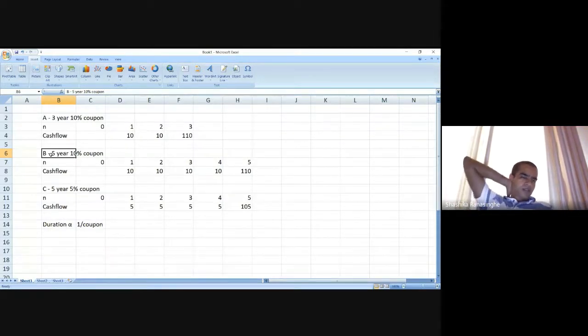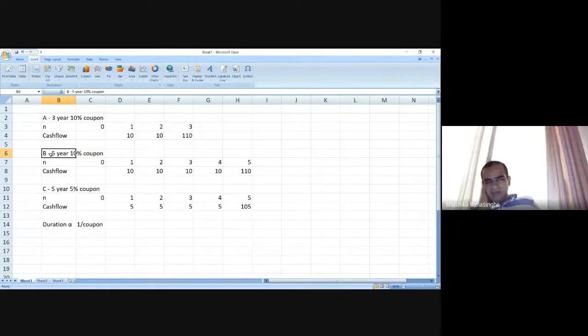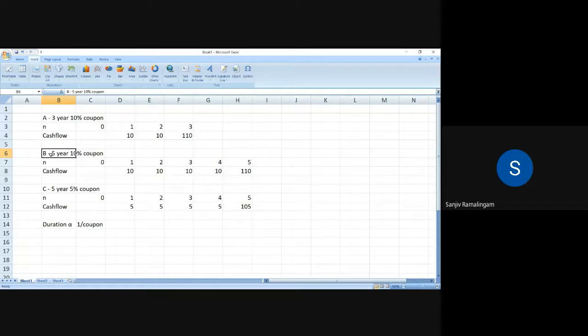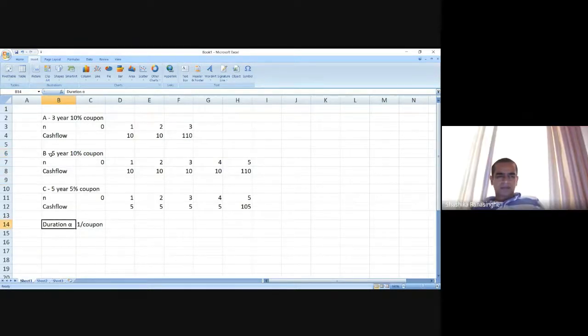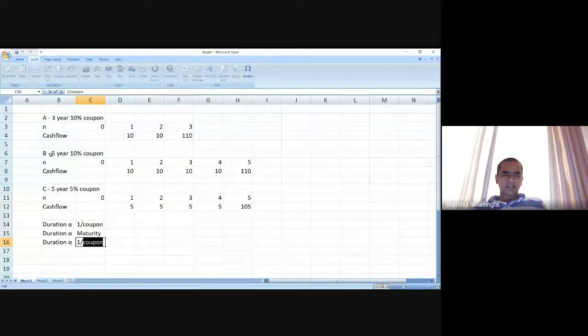Then out of B and C, which one has the longer duration? C. C has the longer duration. Reason? Lower coupon rate. Meaning duration has a positive relationship to maturity. And the third relationship is duration is again inversely related to yield.